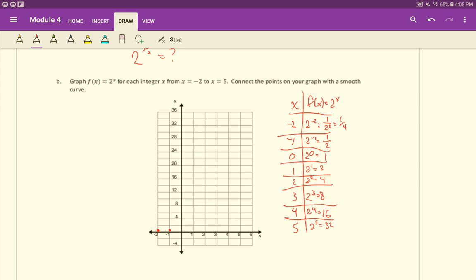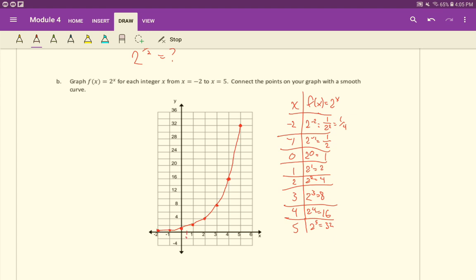0, 1, still pretty low there. 1, 2 is right there. 2, 4, 3, 8, 4, 16, and then 5, 32. And so we can connect the dots then, and we're only going to do it from -2 to 5, so I'm not going to extend it, but you can see how it would extend there.